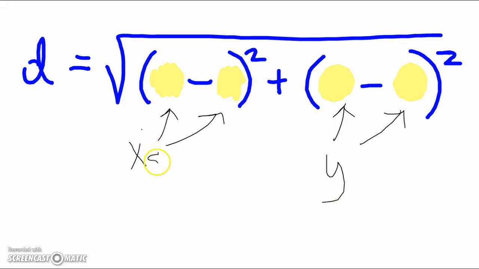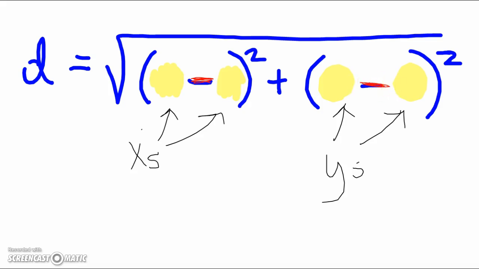These are x's, so there'll be 2 of them, and these are your y's, and you put them in from the ordered pairs that come from the endpoints of the line segment. Make sure you put them in the same order, because subtraction is very unforgiving. You can't mess with this sign right here. You can go only one way.